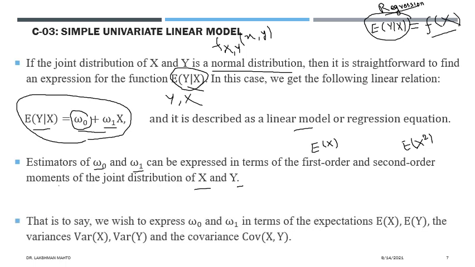That is to say, we wish to express omega naught and omega 1 in terms of the expectation of x, expectation of y, variance of x and variance of y, and also one other second order quantity, the covariance of x and y, if there is some covariance between x and y. All these five together will estimate omega naught and omega 1.